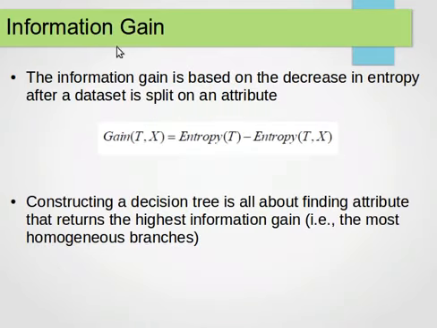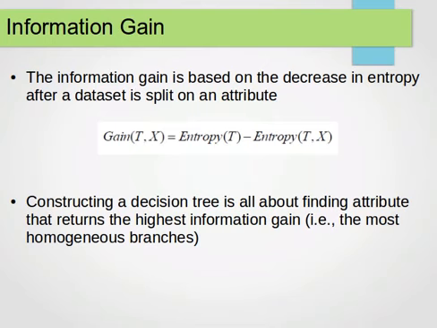After that, we need to compute the information gain. The information gain is based on the decrease in entropy after a data set is split on an attribute. So the information gain is the entropy before splitting minus the entropy after splitting. This is the entropy of the target as we mentioned before, and this is after we split using one of the attributes. Now, constructing a decision tree is all about finding the attribute that returns the highest information gain, i.e. the most homogeneous branches. What that means is we want the one that gives us the lowest entropy, so the difference here is as high as possible.